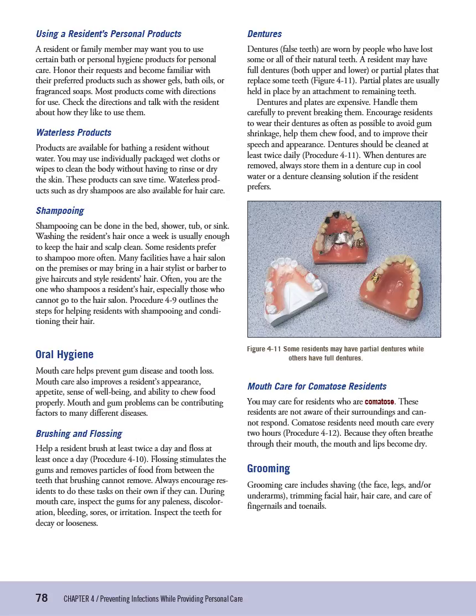Brushing and flossing. Help a resident brush at least twice a day and floss at least once a day. Flossing stimulates the gums and removes particles of food from between the teeth that brushing cannot remove. Always encourage residents to do these tasks on their own if they can. During mouth care, inspect the gums for any paleness, discoloration, bleeding, sores, or irritation. Inspect the teeth for decay or looseness.